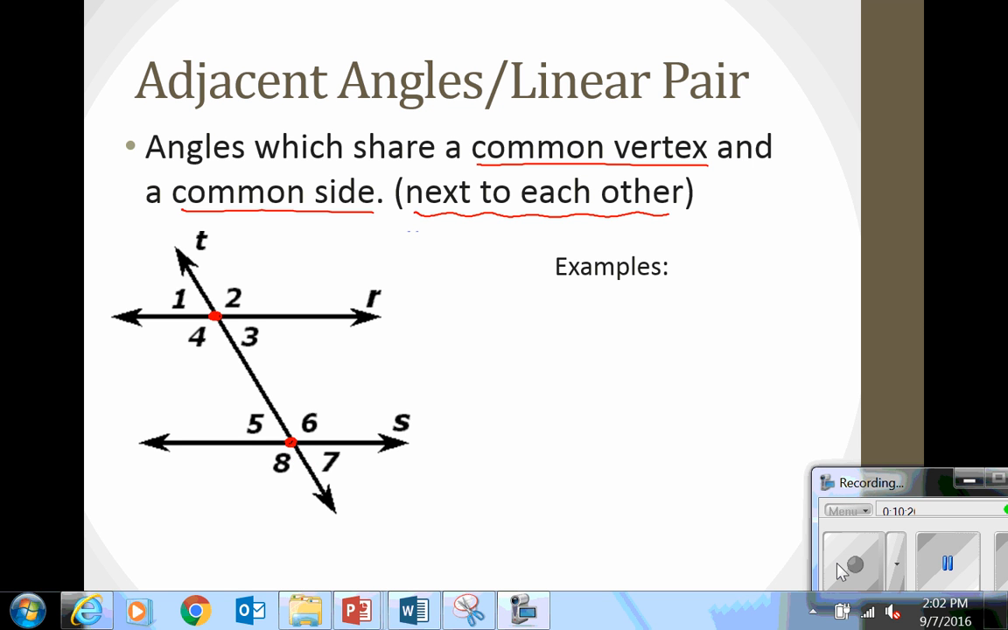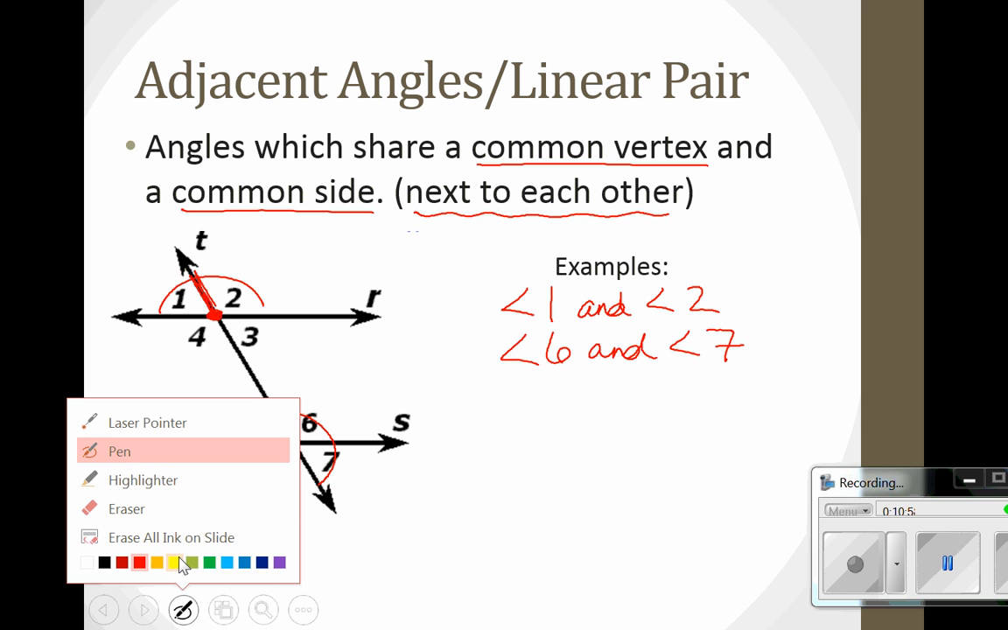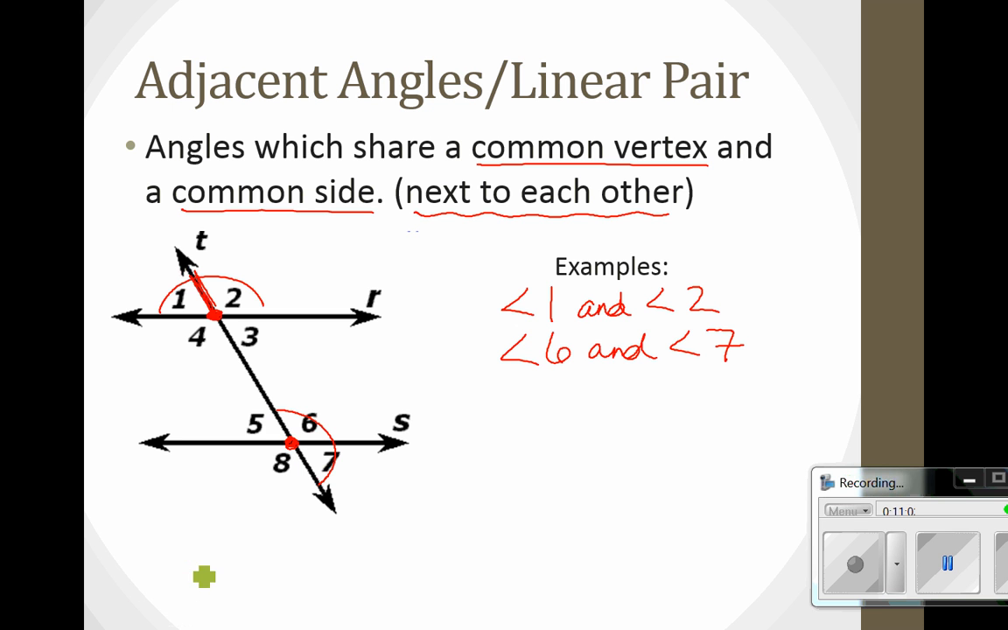So looking at our picture, they share the vertex and a common side. So here's a side. So they're right next to each other. So angles 1 and angle 2 would be examples. That's an example of an adjacent linear pair. You could also do 6 and 7. You could even do 5 and 6. And also up here, 1 and 4.